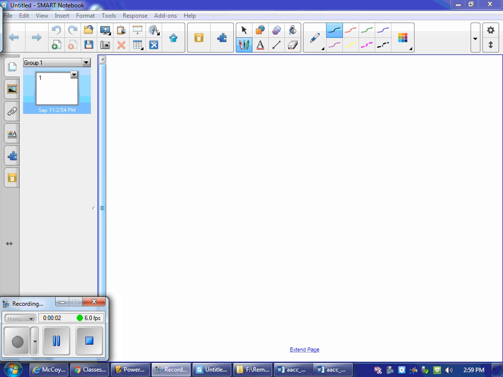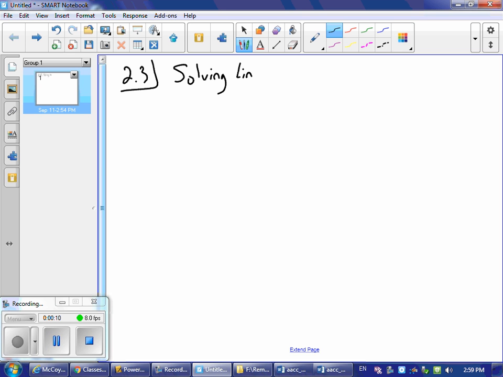Okay, section 2.3, solving linear equations. So using the addition and multiplication properties of equality, we've actually been doing a little bit of that in section 2.2. But we're going to expand that just a little bit.